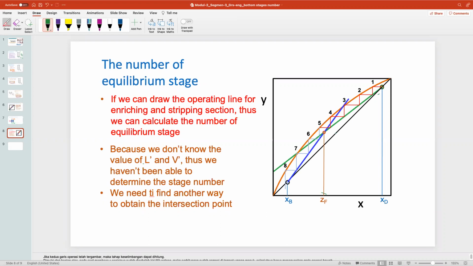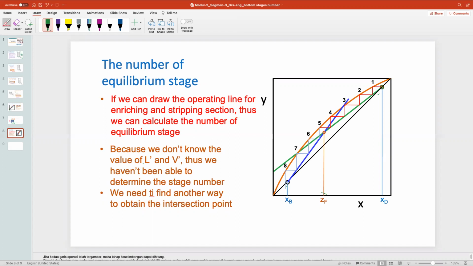If we know the stripping operating line, then like this, for example, we also know the stages somewhere here. If we know L dash and V dash, we can construct the stripping line, and then we can step off the equilibrium stages. So this is equilibrium stage 1, stage 2, stage 3, stage 4, and stage 5, which is the feed, for example, in this case. And then we have the stripping column, stage 6, stage 7, and stage 8.